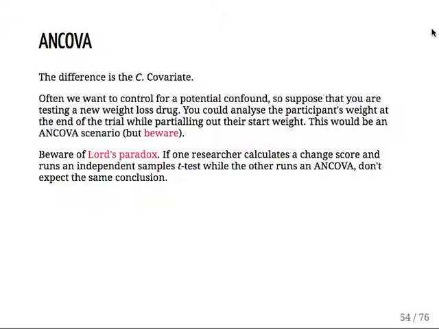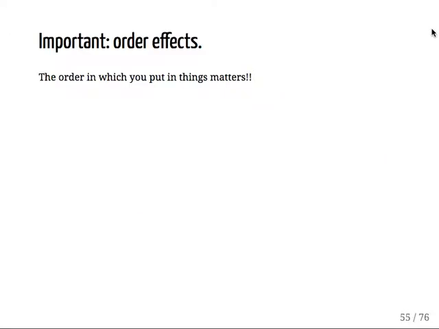So if you have researcher one who subtracts the post-weight from the pre-weight and then does the independent samples t-test, and you have somebody who does an ANCOVA with the post-weight as the dependent and partialling out the pre-weight, and using the drug as the between-subject factor, they won't necessarily get the same conclusion, and it has to do with the different assumptions that go into ANCOVA versus the independent samples t-test. That's quite shocking perhaps to some, but don't be surprised if you ever encounter that.